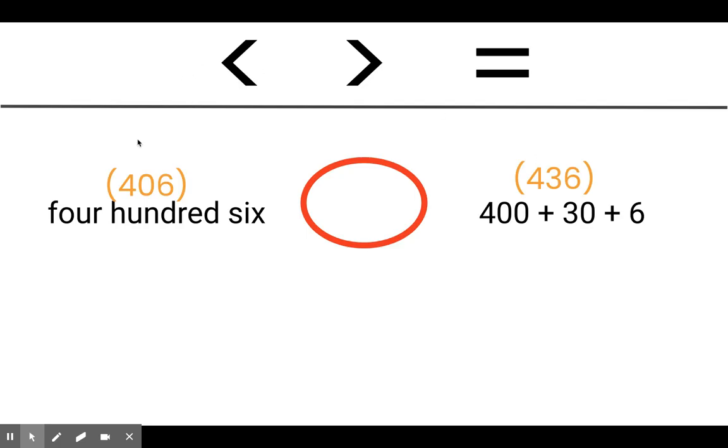Remember, if you're uncertain, look at the units. I have 400, 0 tens here, and 3 tens here. 6 ones, 6 ones. Can you tell which number has a greater value by comparing the units? On your whiteboard, if you wrote less than, you're correct. 406 is less than 436. These 3 tens help increase the value of 436 beyond the value of 406.